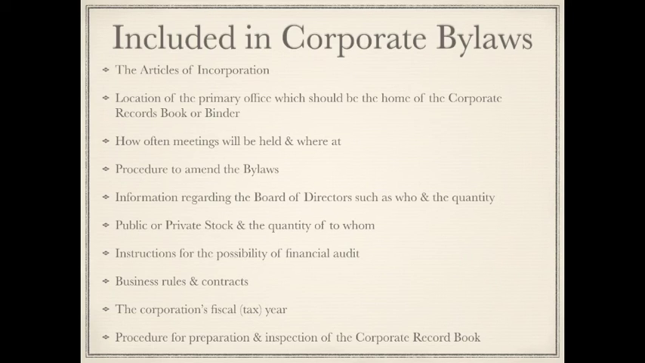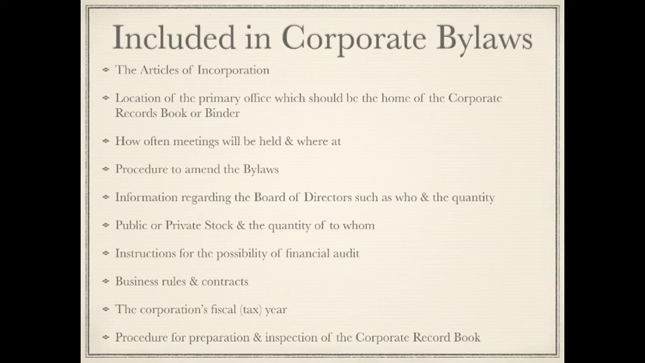So what is included in corporate bylaws? The articles of incorporation, obviously, you need the information that you generated to start the corporation in the first place. Then the location of the primary office, which should be the home of the corporate records book or binder. How often meetings will be held and where they will be held. Procedure to amend the bylaws. So what structure and what formalities do you need to follow within the company to amend and alter the bylaws.